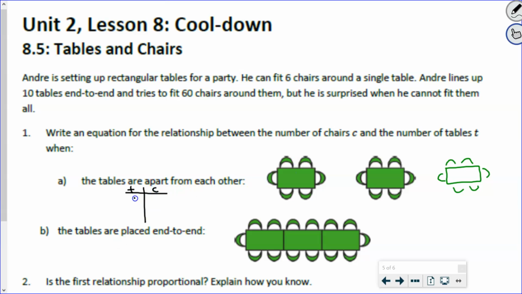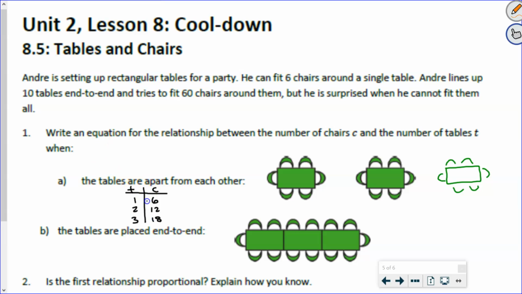So if I have just one table, so ignore this stuff here, one table, that's going to be 6 chairs. If I use 2 tables, I've got my 6 here, I have 6 more here, so that's a total of 12. If I set up that third table, that's going to be 6 here, 6 here, 6 here for a total of 18.